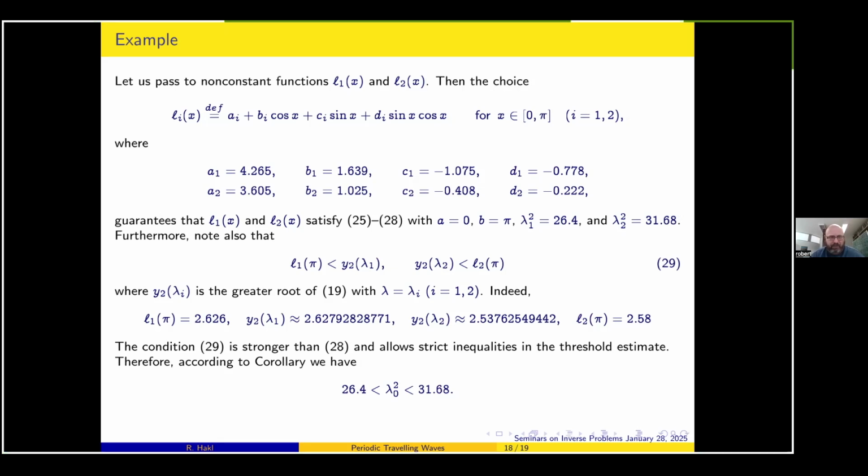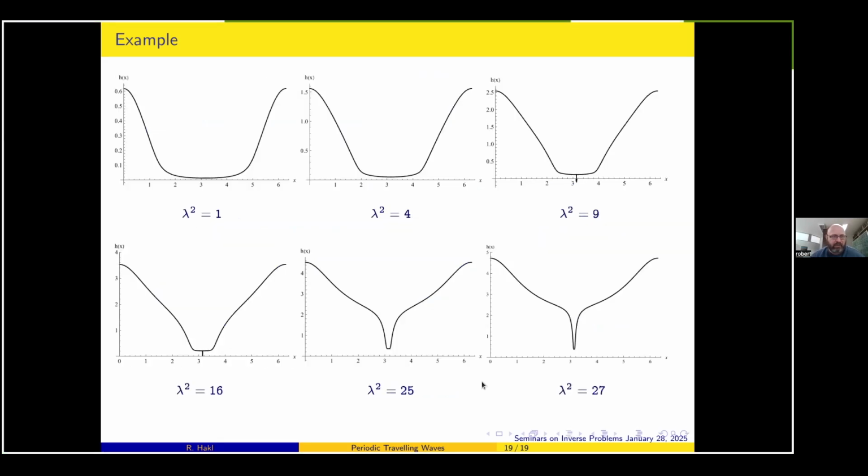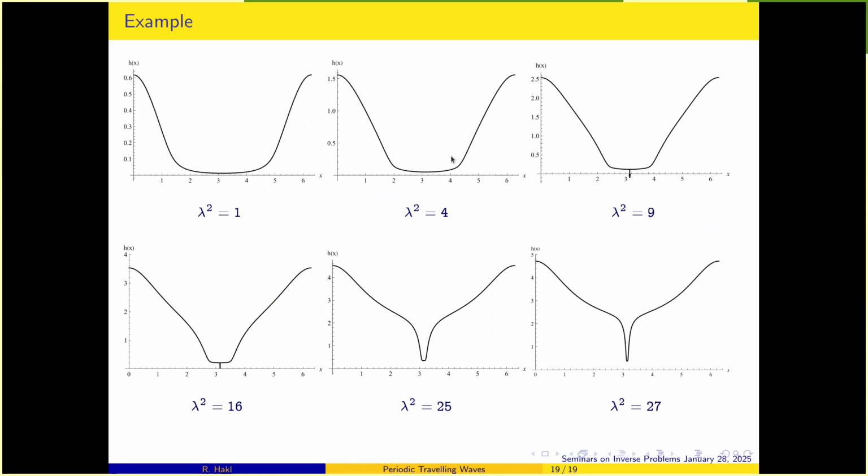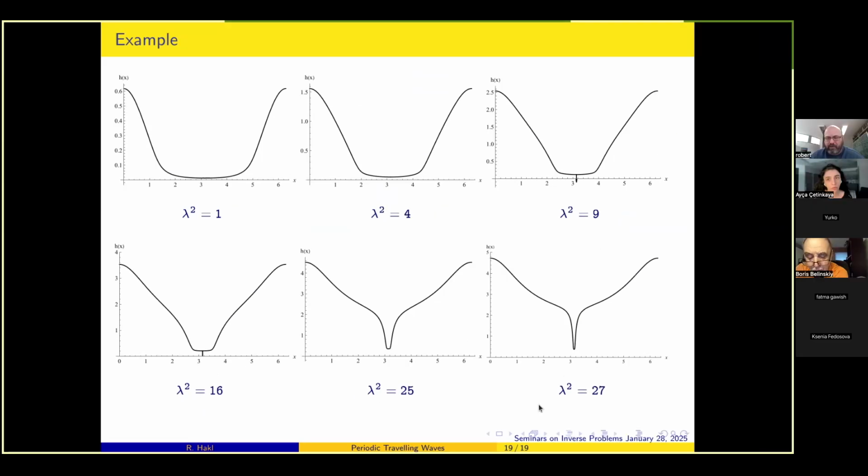And for this particular case, if we look at the function h, and we change the parameter lambda to 1, 2, 3, 4, 5, and the root of 27, you can see how the solution h changes according to the change of parameter lambda. Lambda critical is somewhere around 29 or 30. So that's all, and thank you for your attention.